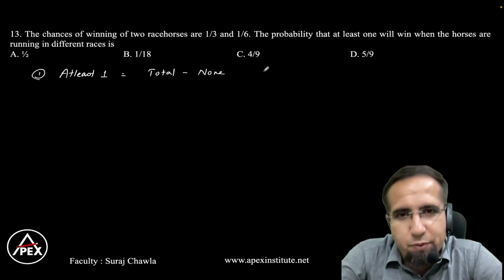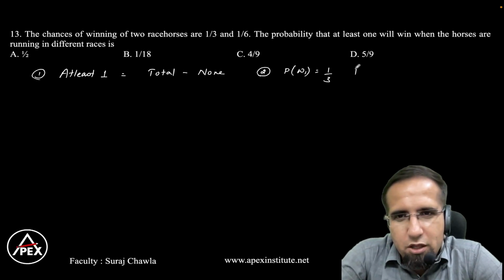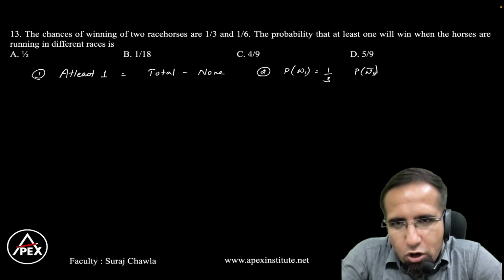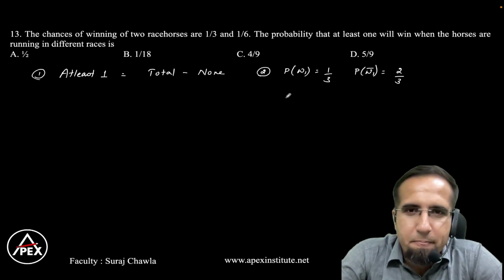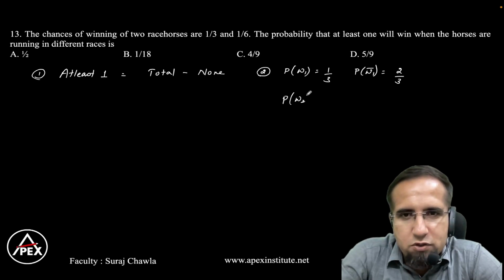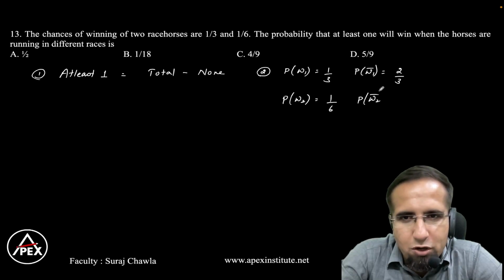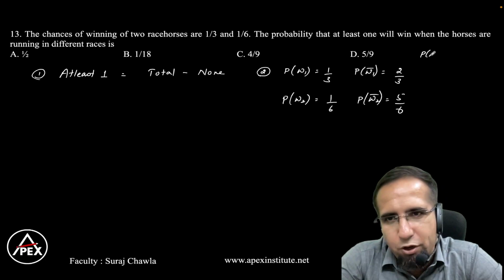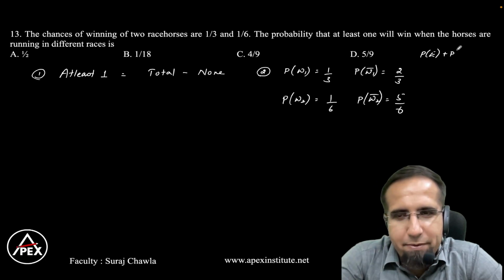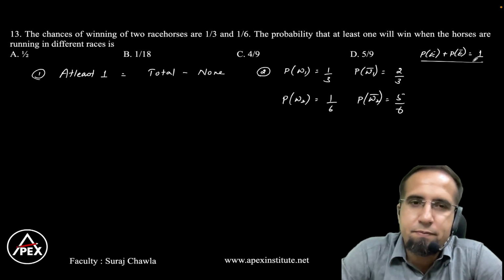Second point to remember in this question is, if the probability of the first horse winning is equal to 1 by 3, then the probability of the first horse not winning will be equal to 2 by 3. Similarly, if the probability of the second horse winning is equal to 1 by 6, then the probability of the second horse not winning is equal to 5 by 6. So what is the property we are applying? Probability of the event plus probability of the non-occurrence of the event should always be equal to 1.